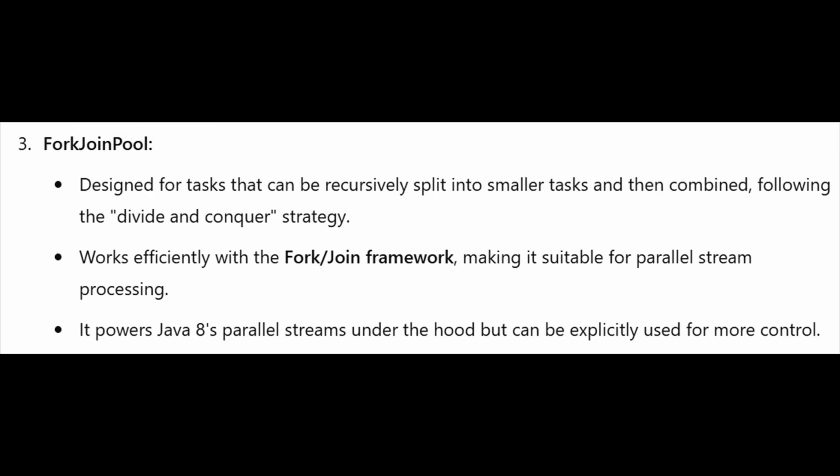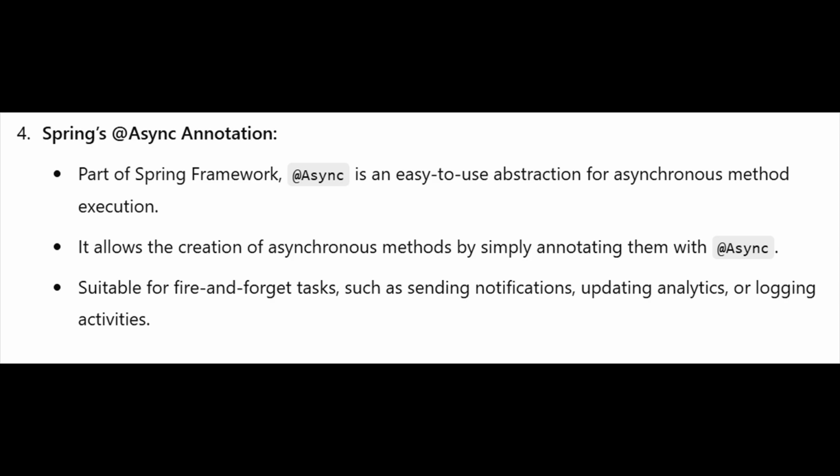ForkJoinPool. Designed for tasks that can be recursively split into smaller tasks and then combined, following the divide and conquer strategy. Works efficiently with the fork/join framework, making it suitable for parallel stream processing. It powers Java 8's parallel streams under the hood but can be explicitly used for more control. Spring's @Async annotation. Part of Spring Framework, @Async is an easy-to-use abstraction for asynchronous method execution. It allows the creation of asynchronous methods by simply annotating them with @Async. Suitable for fire-and-forget tasks, such as sending notifications, updating analytics, or logging activities.